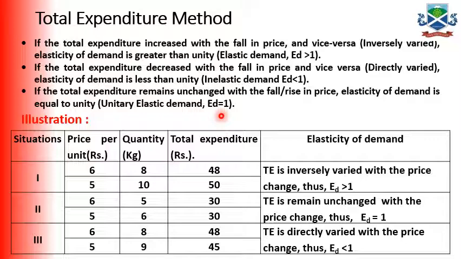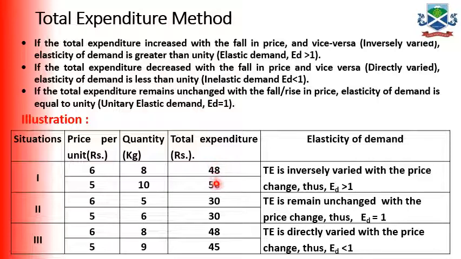Now we have given one illustration over here: situation 1, situation 2, situation 3. Look at the price. In situation 1, the initial price is 6 and it decreases to 5. As a result, the law of demand is followed and quantity demanded increases. As price decreases, quantity demanded increases. But when you multiply to get the total expenditure, 6 multiplied by 8 is 48, and 5 into 10 is 50.